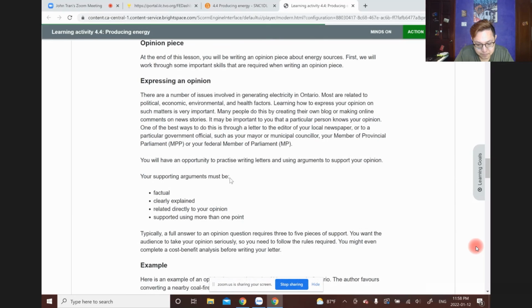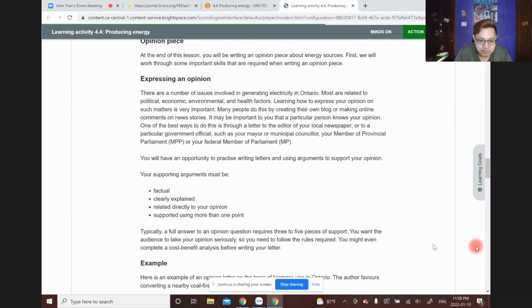Supporting arguments must be factual, clearly explained, related directly to your opinion, and supported using more than one point. Typically, a full answer to an opinion question requires 3 to 5 pieces of support. You want the audience to take your opinion seriously, so you need to follow the rules required. You might even complete a cost-benefit analysis before writing your letter.